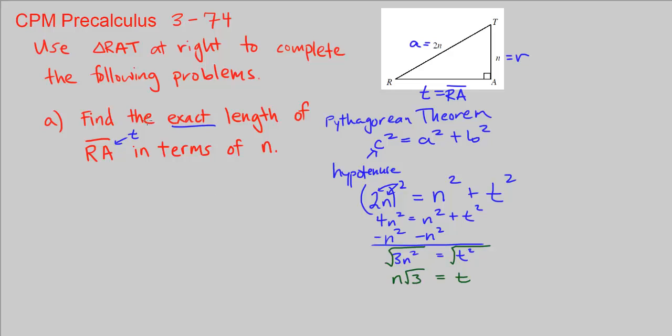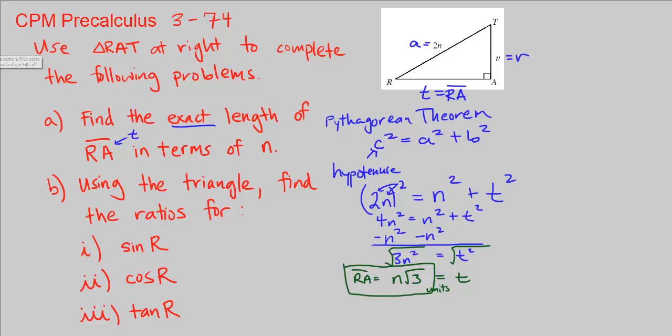Okay? And we know t is the same as RA, so we could say RA is equal to n square root of 3, and it's the length of a side, so we can say units if we would like. Units. Okay? Let's go on to part B.